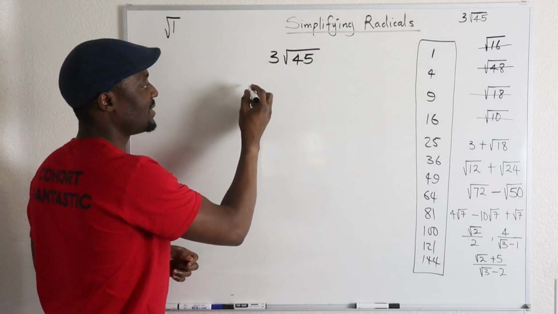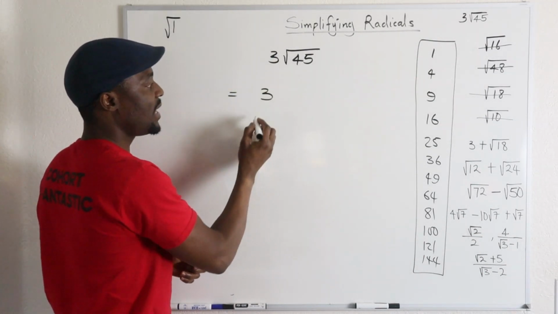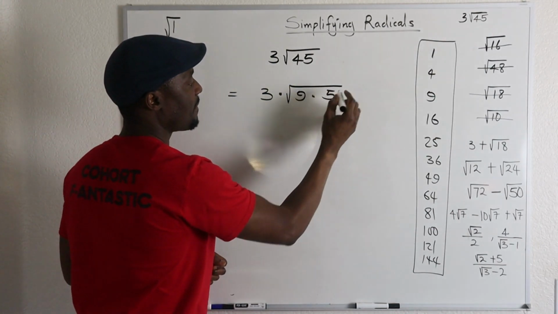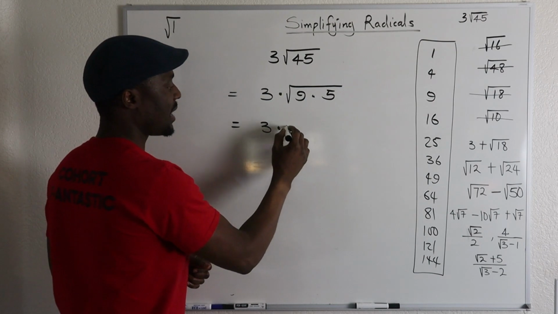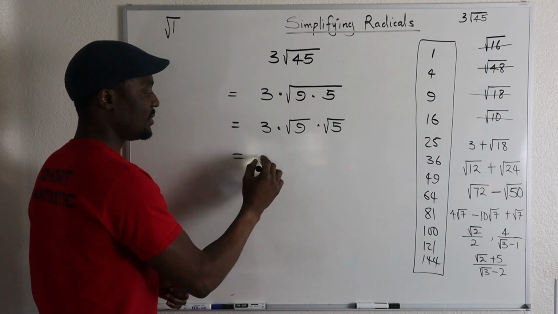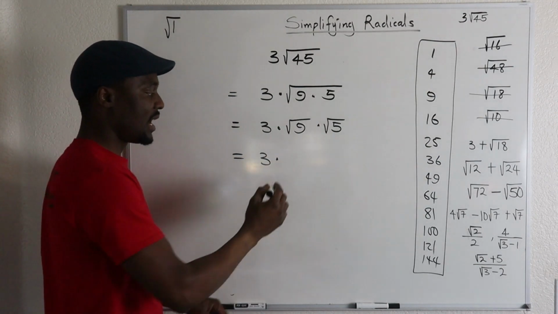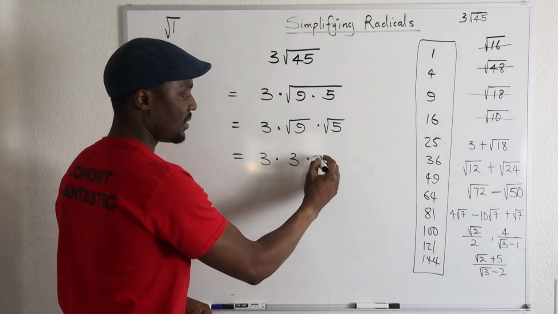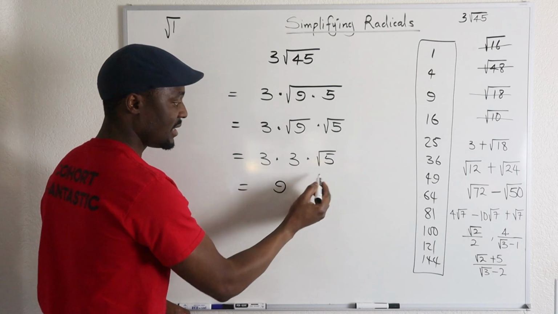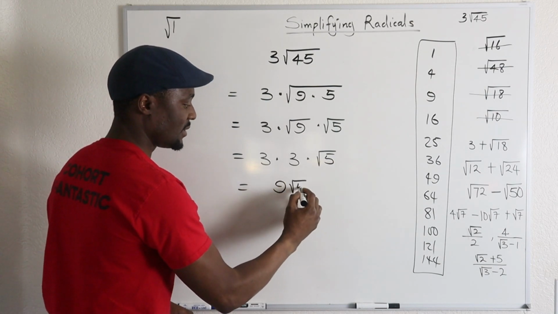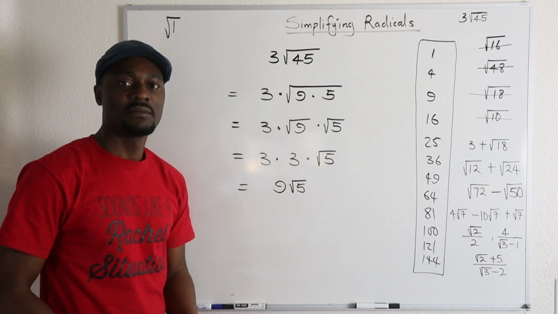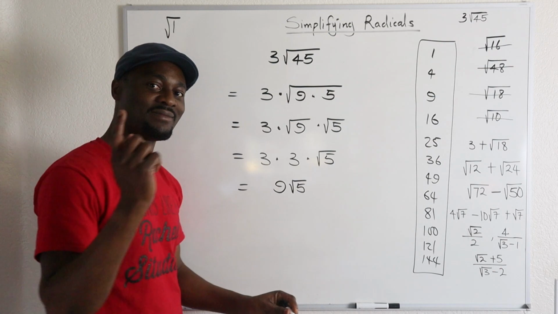So we have to rewrite this as 3 multiplied by rad 9 times 5. So this gives you 3 multiplied by the root of 9 multiplied by the root of 5. And this is going to be 3 times the square root of 9, which is 3, and the square root of 5. 3 times 3 is 9. This cannot be simplified. So that's your answer. So 3 rad 45 is the same thing as 9 rad 5. You got that? Let's go to the next one.